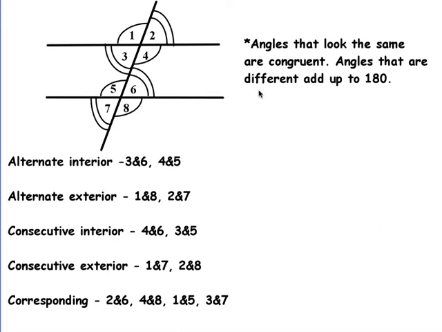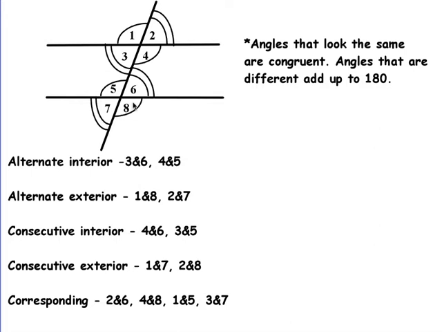You also have consecutive interior and consecutive exterior. Consecutive just means same side, so same side of the transversal. So consecutive interior would be 4 and 6, or 3 and 5. Consecutive exterior, 1 and 7, 2 and 8.